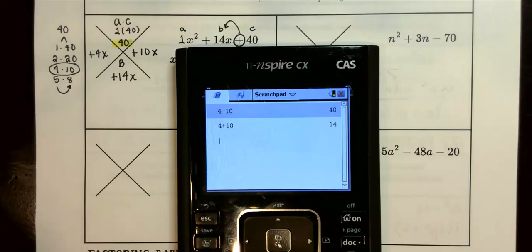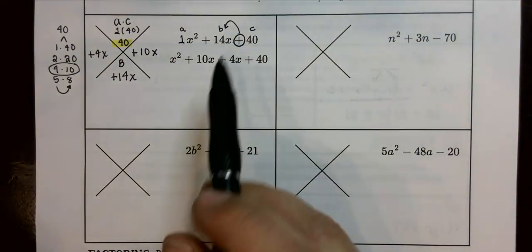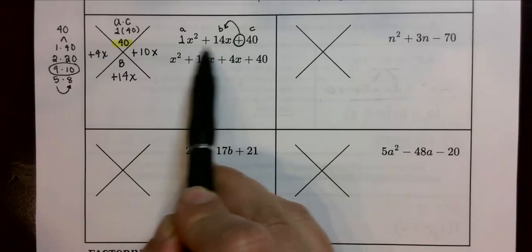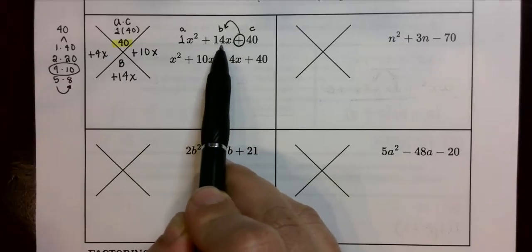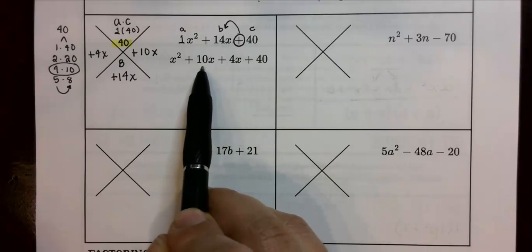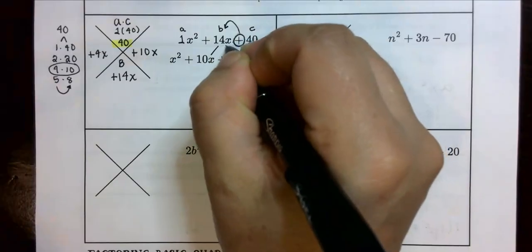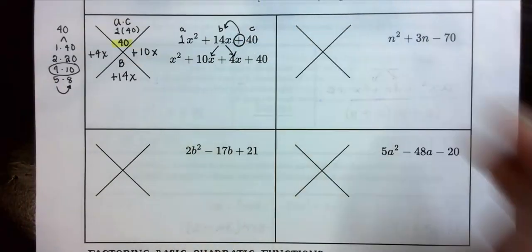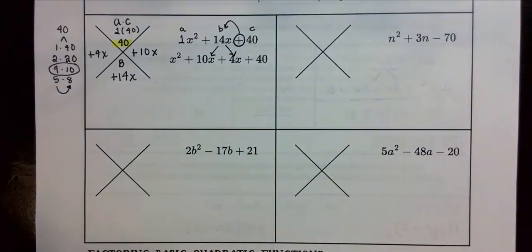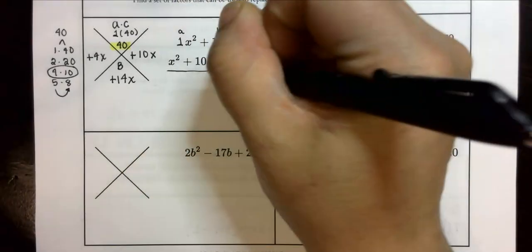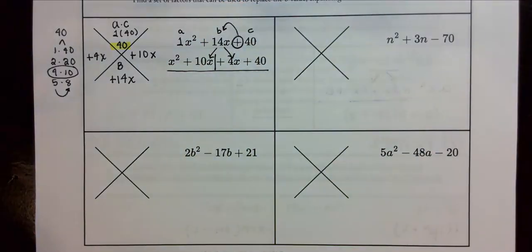So when I'm picking my numbers, I need to make sure that if I'm going to replace the 14, I'm going to replace it with numbers that combine to be positive 14. So it's not just the number, it's also the sign. So a positive 10 and a positive 4 will replace the 14. I'm going to draw these little arrows so you see where they come from. And then from here, we can actually factor by grouping, because now we have 4 terms. And then I would factor it from here.